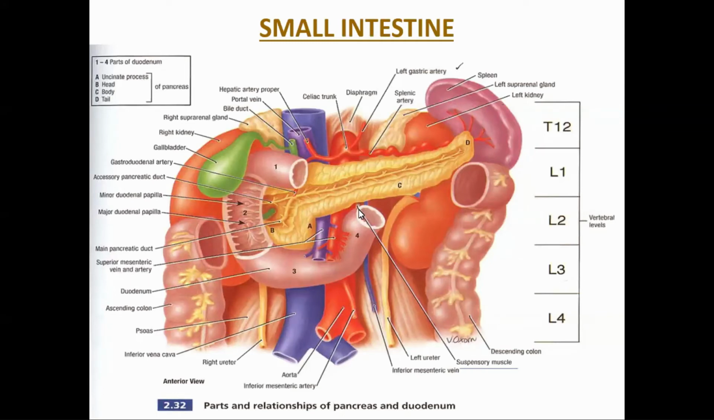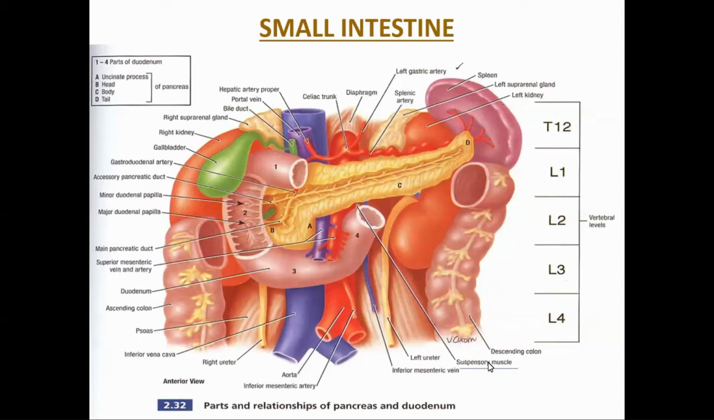The suspensory muscle of the duodenum arises from the right margin of the right crus of the diaphragm, that is, the esophageal opening of the right crus of the diaphragm. It extends downwards to the left side and suspends the duodenojejunal flexure.